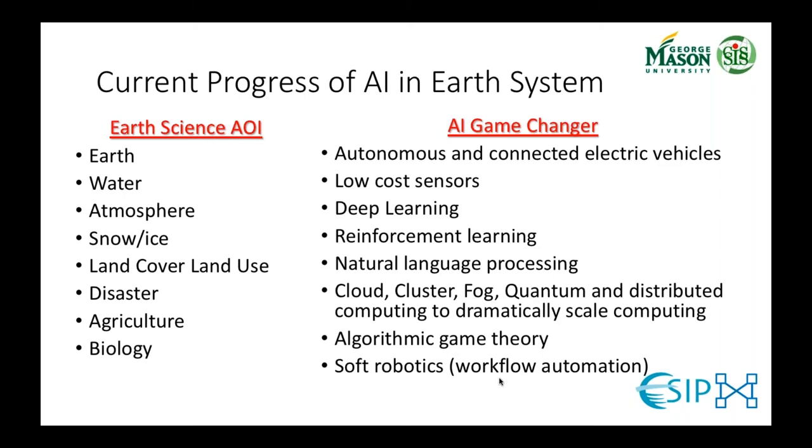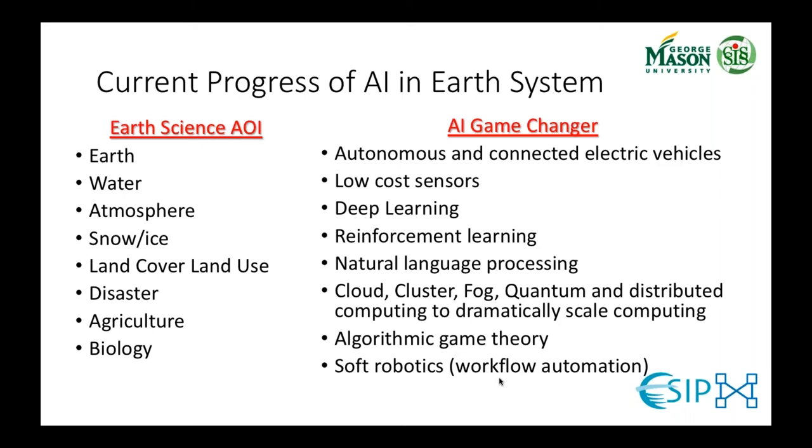The major AI game changers are that there are a lot of low-cost sensors and a lot of data available. And we have deep learning, reinforcement learning, and all these techniques available. We have the cloud, even cluster computing resources, and we have workflow automation. But why is my AI model not working?